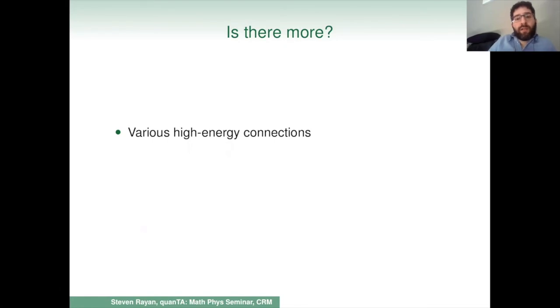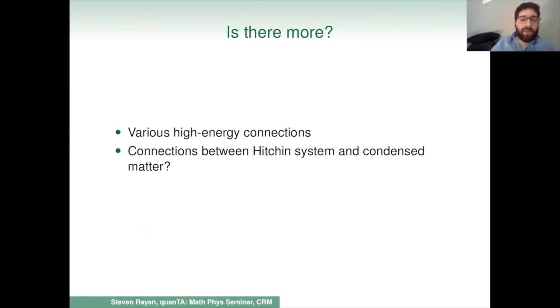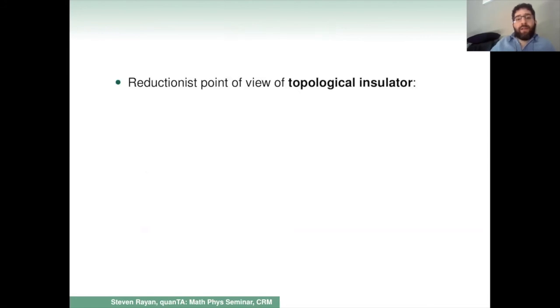There's so much here, but you could still ask, is there more? And apart from the various high energy connections, mirror symmetry and string theory, you could ask about the other end of the scale. Are there connections between Hitchin systems and condensed matter? And just in the last few minutes, I want to give you a sense of some work that's ongoing and very, very recent work.